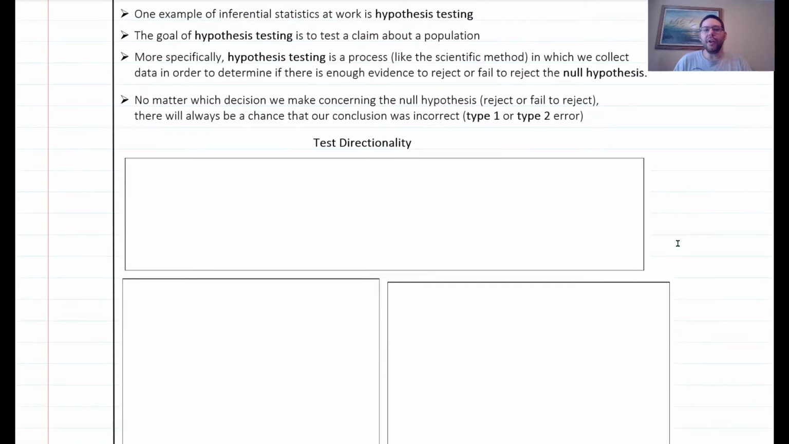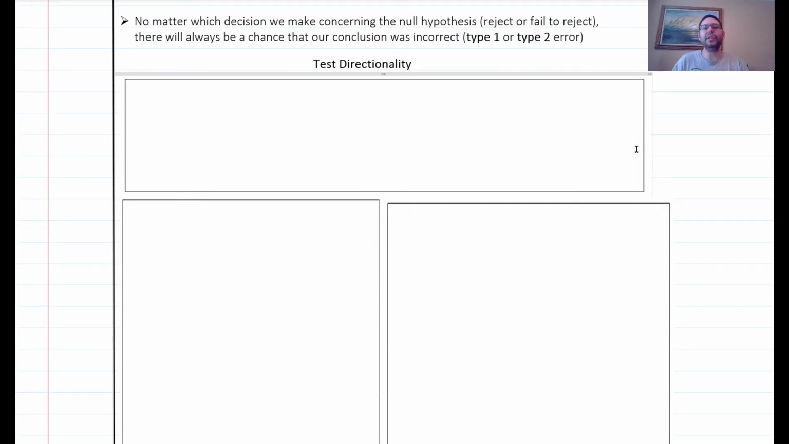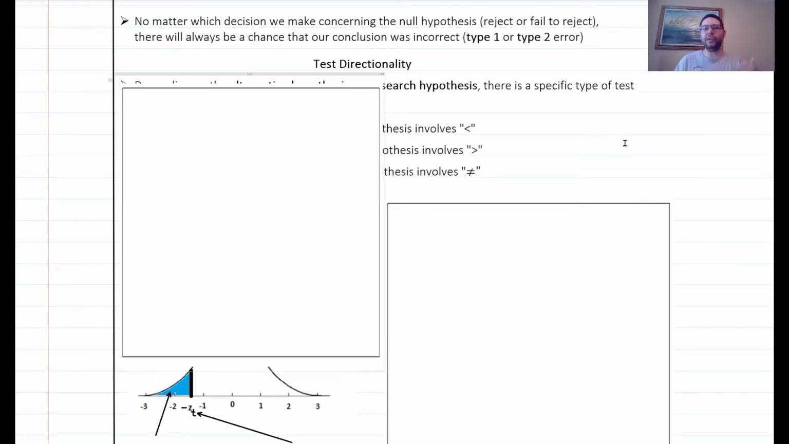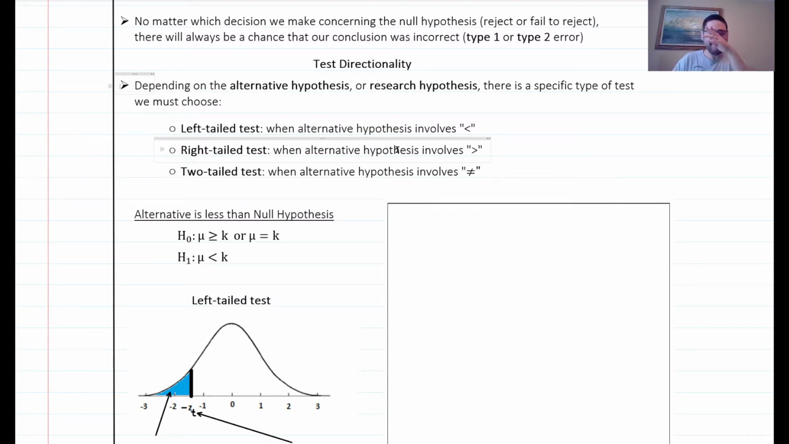All right, so first off, we're going to talk about the first learning goal for this lesson, which is the test directionality. So this determines the direction of our test. So depending on the alternative hypothesis or the research hypothesis, there is a specific type of test that we must choose. There are three of them: left-tailed, right-tailed, and two-tailed.